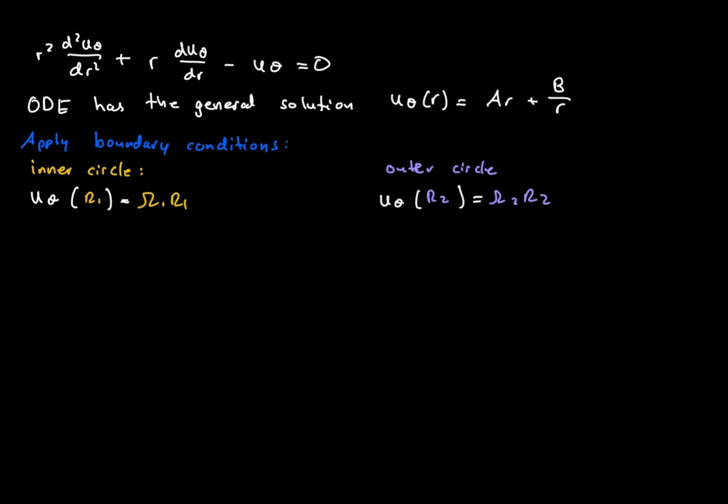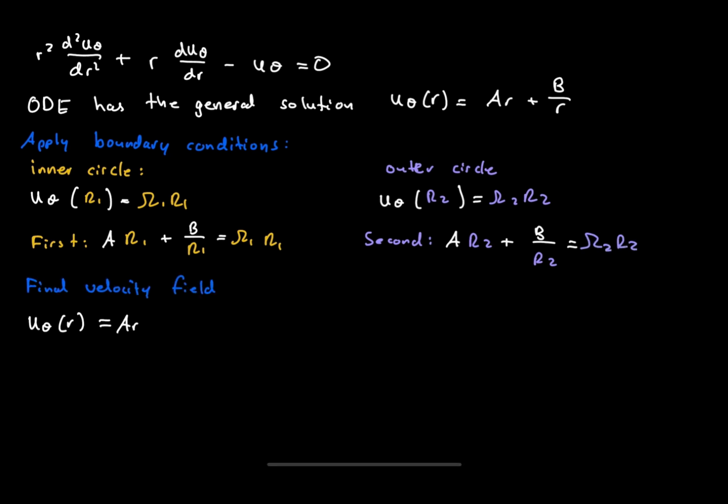The final velocity field therefore has the form u_theta of r equals A times r plus B divided by r. The first term represents solid body rotation, where velocity increases linearly with radius. The second term represents a vortex contribution, where velocity decreases with radius. The real flow between the cylinders is a combination of both effects.